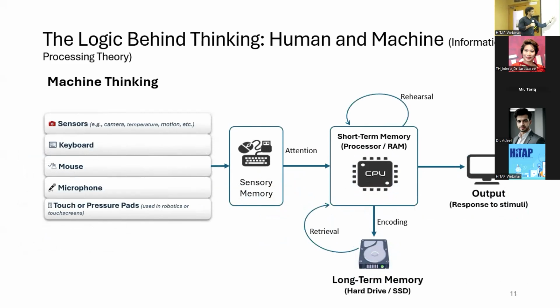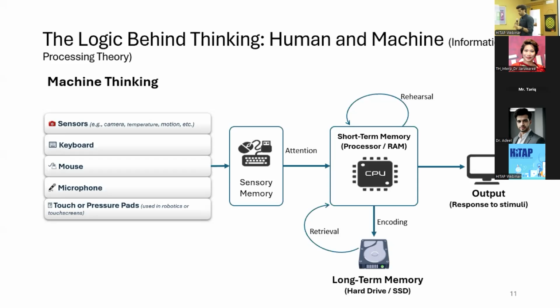Machines are also getting information from the environment with the help of these things: sensors, keyboard, mouse, microphone, touch, and pressure pads. We replicate our senses with the help of hardware. And these things come to the sensor memory. And again, the same concept will happen. If we put attention here, then this data will come to the short-term memory.